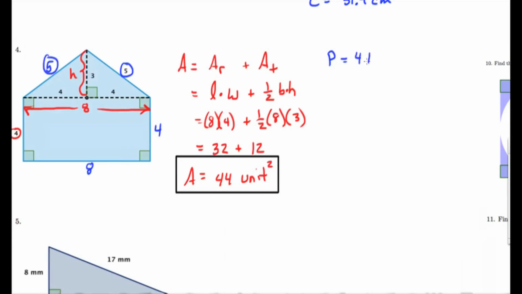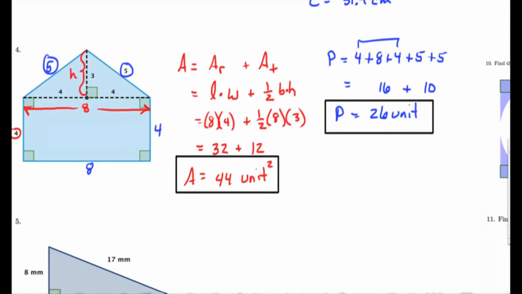So it's going to be 4 plus 8 plus 4 plus 5 plus 5. This outside shape would be a pentagon. There's 5 sides, so I better have 5 units here. 1, 2, 3, 4, 5. Okay. So let's see. 5 and 5 is 10 over here. And 4 and 4 here is 8, and this 8 would be 16. And so my perimeter would be 26 units in length. And let's box that in. And we're done with that.